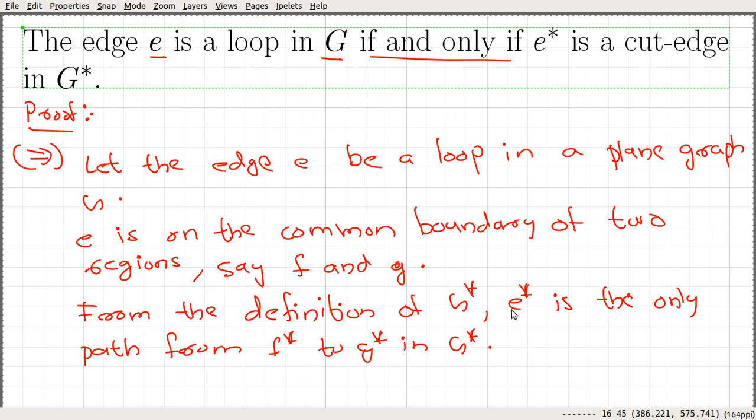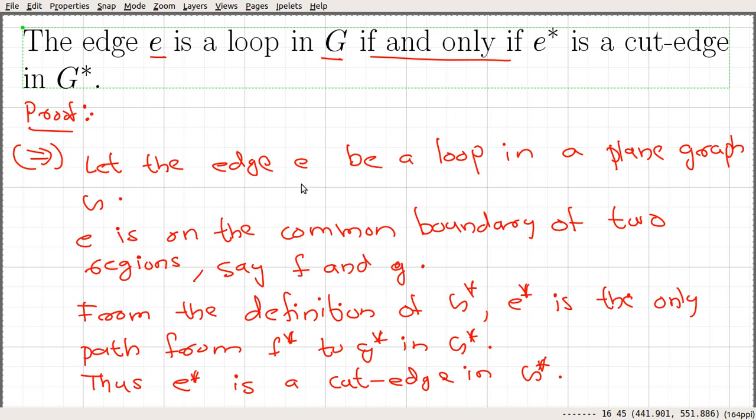That says if you delete this edge E star, then these two vertices are not mutually reachable from each other. And that says E star is a cut edge. Thus this E star is a cut edge in G star, and that's the proof for this direction.